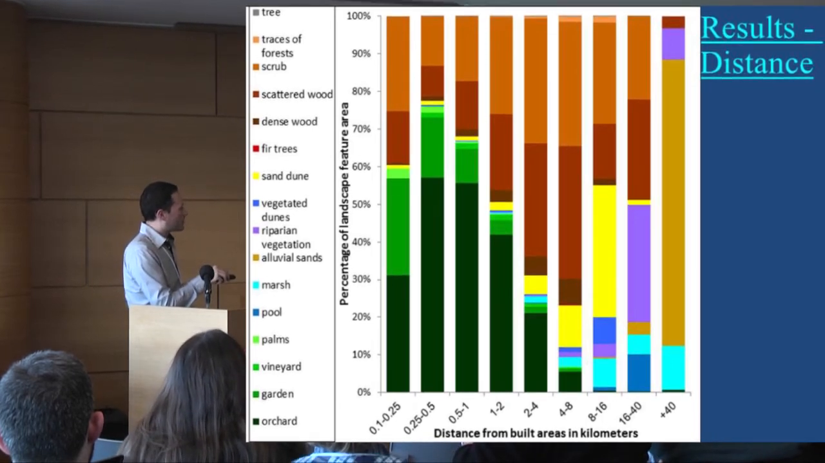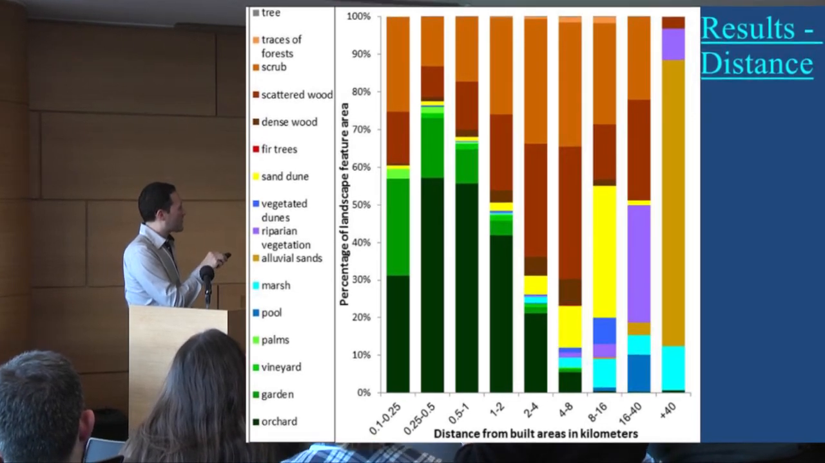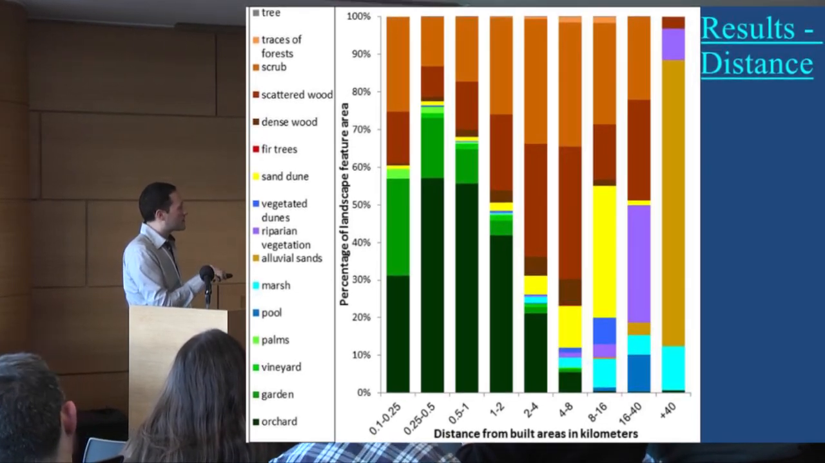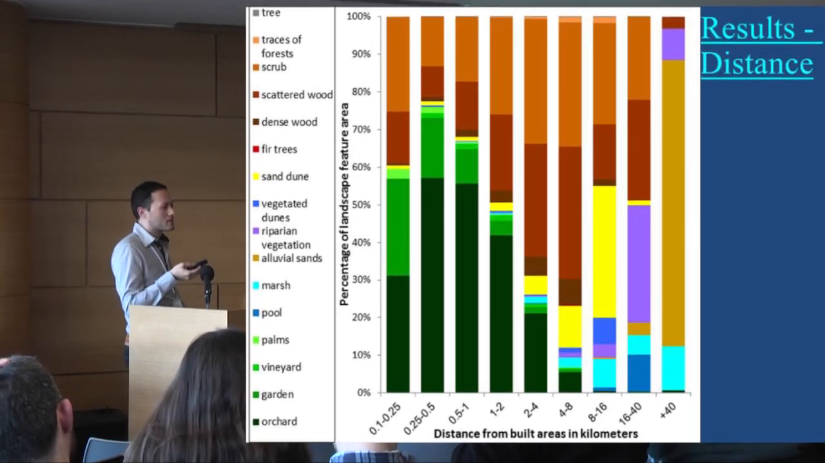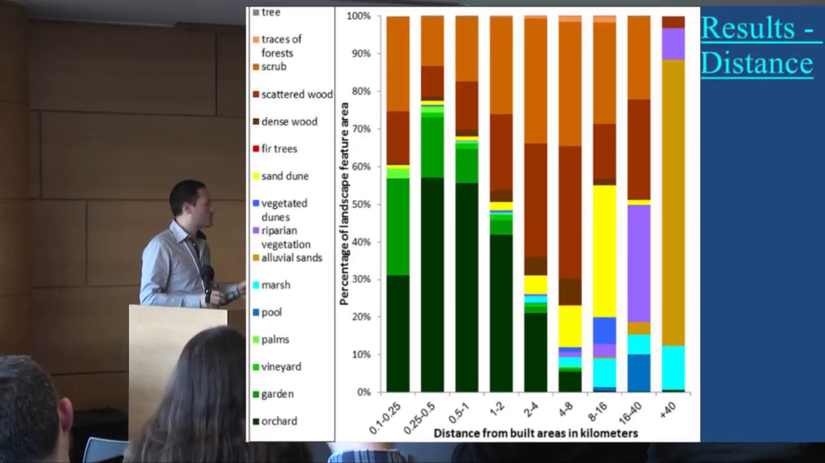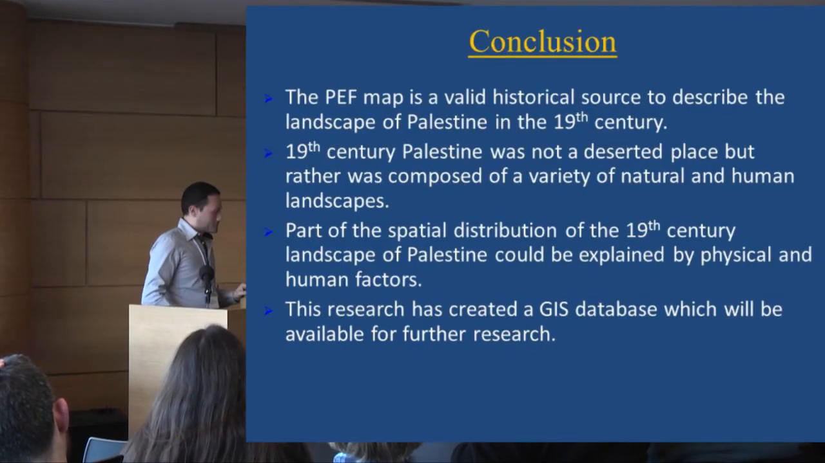And above 2 kilometers we have brown shades, which are more dense wood, scattered wood, and the furthest from built areas we can find sand dunes, wetlands, all kinds of features that people wouldn't choose to live next to.